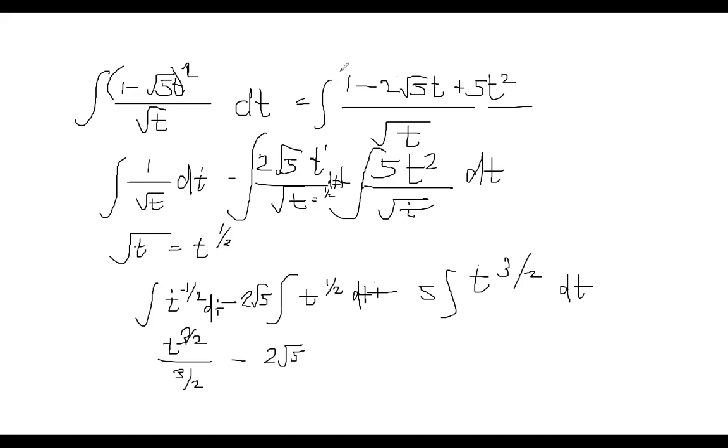I'm sorry. So that's basically negative 1/2 plus 1, it's 1/2. Still 1/2. And here we have t to the power of 1/2 plus 1, which is 3/2. So we have 3/2 over 3/2. Right, and lastly we have 5 to the power of 3/2 plus 1, which is equal to 5/2. 5/2 over 5/2.